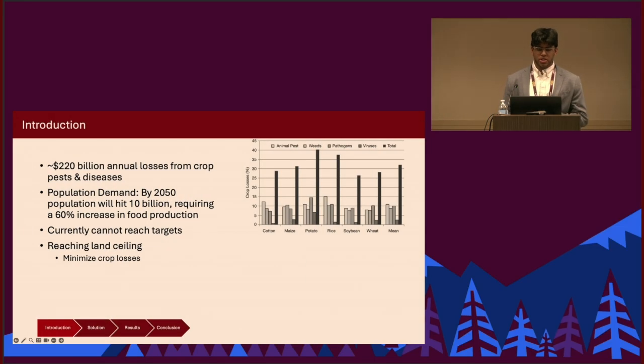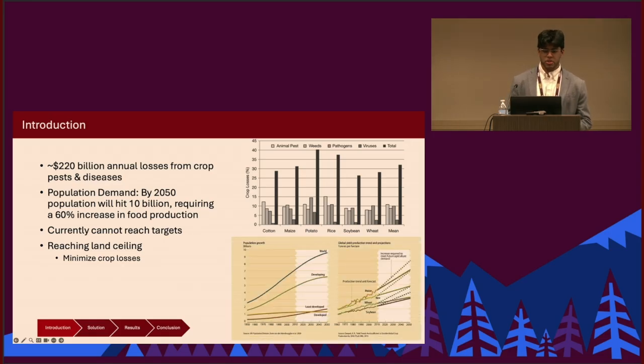So to introduce, first off, the magnitude of this problem, annually we lose around $220 billion worth of crops due to pests and diseases globally. And this is only becoming expanded in the near future, as by 2050, we'll hit a global population of around 10 billion people, requiring a net 60% increase in food production if we continue to maintain the percentage of crops we lose globally. Now, this is mainly targeted at our most grown and most produced crops, including potato, rice, maize, and wheat, across both the Western and Eastern hemispheres.